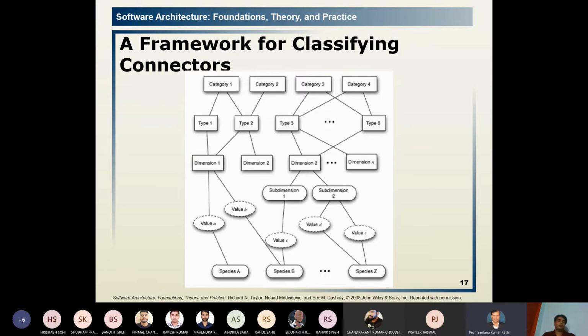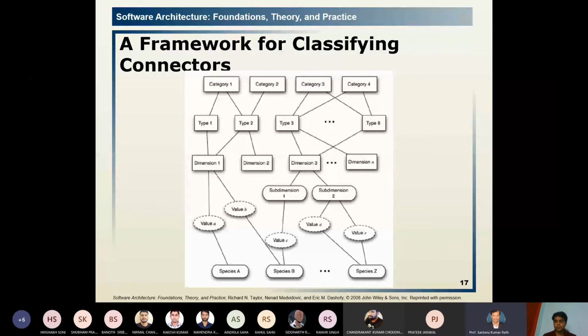In between the 4 categories, these 8 connectors will come. What are the 4 categories? Just as we told right now: the communicator, coordinator, converter, and facilitator. In between these categories, the 8 types of connectors will come. We will see which type it is, their dimensions and sub-dimensions with their values, and in which species they are.